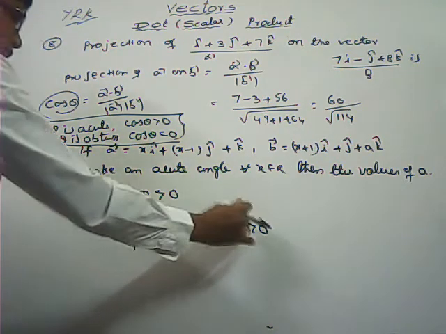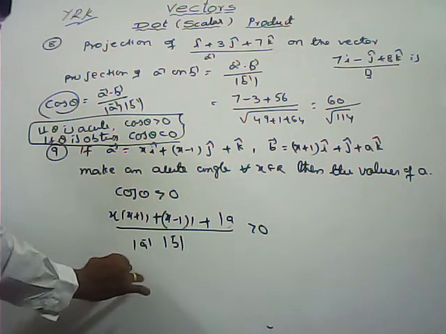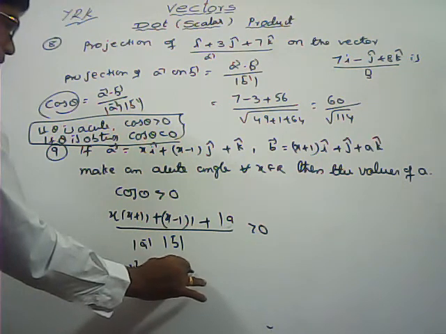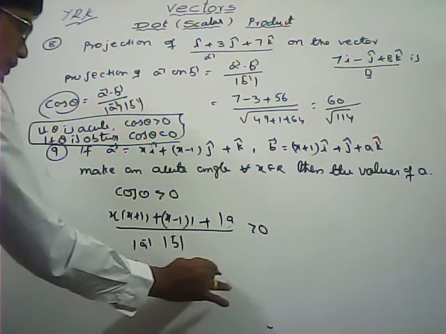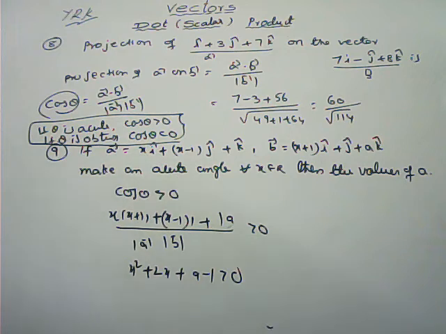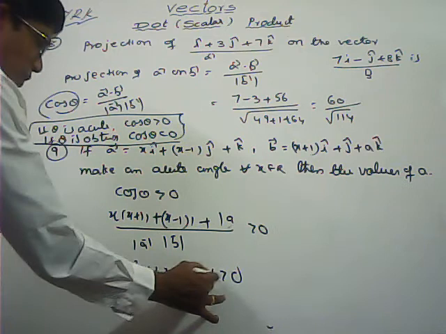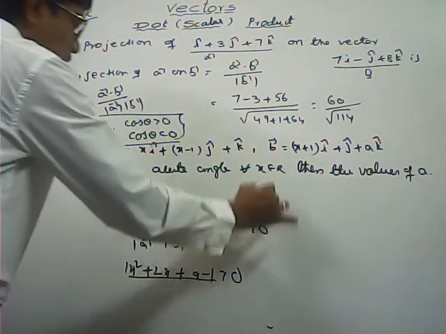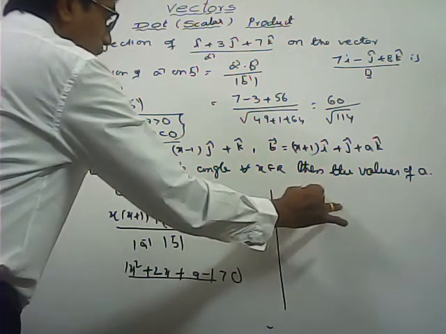So we can transpose that. Now here what we are getting? x square plus x plus 2x plus a minus 1 is greater than 0. Here this x square plus 2x plus a minus 1 is the quadratic expression. And here the x square coefficient is positive and the total expression is positive. So that is possible only when b square minus 4ac should be less than 0. Discriminant should be less than 0.